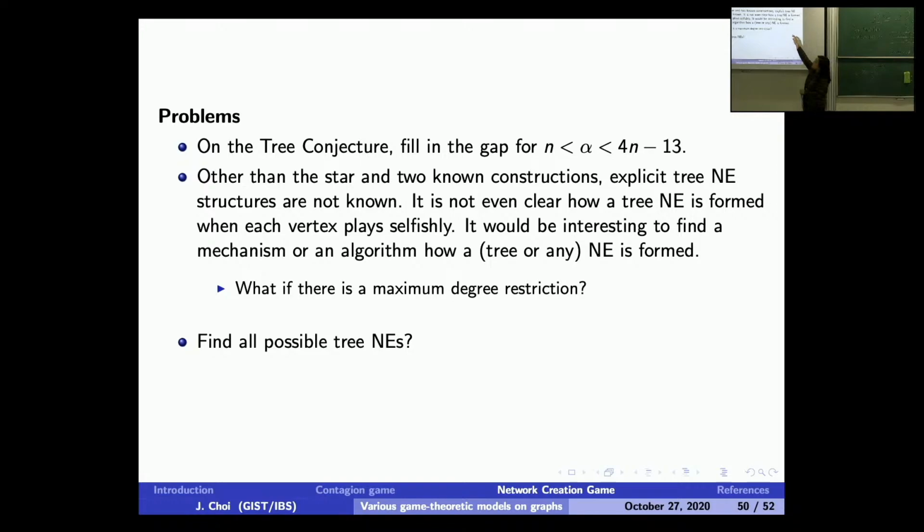But still, the first one is meaningful in relation to the previous page on the tree conjecture, filling the gap for alpha between n and 4n minus 13. Either way, the conjecture gets modified a little bit, or completely disproved some other way. And then maybe, restricted to just tree structures, can you find all the possible tree Nash equilibria? This is not an easy question either. But those are the list of problems that I want to pose. And that's the end of the slide.